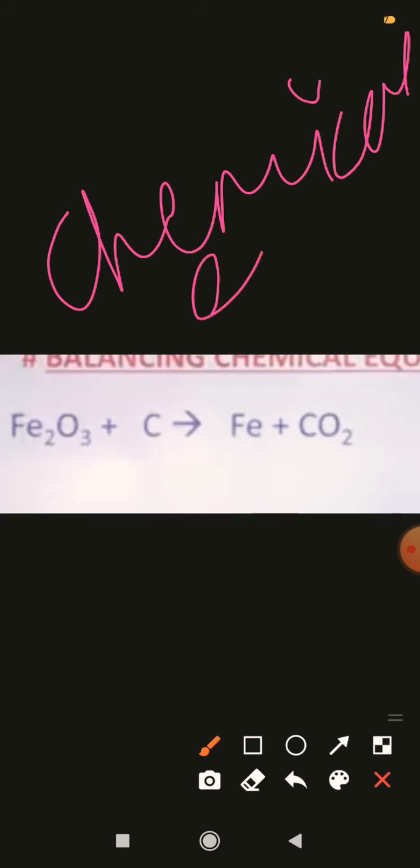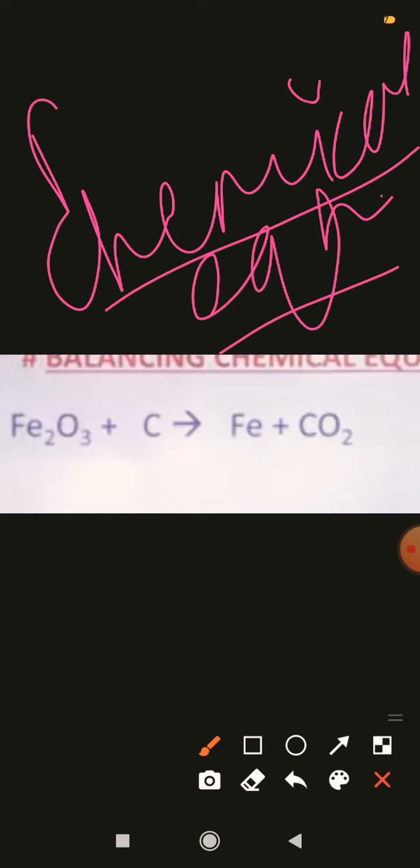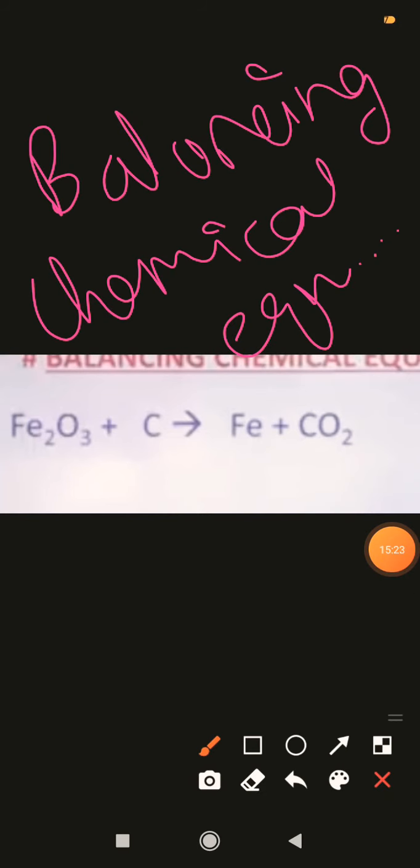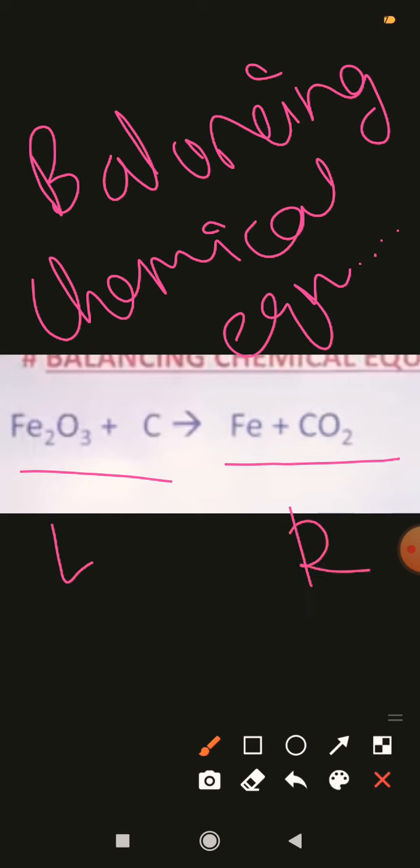It is the most important point of this chapter, balancing chemical equation. So let's start with it. In part 1 we already learned the law. In the reactant side and in the product side, means in LHS and in RHS, the atoms of each element must be equal. We need to equal all the elements of both sides. This is known as a balanced chemical equation.